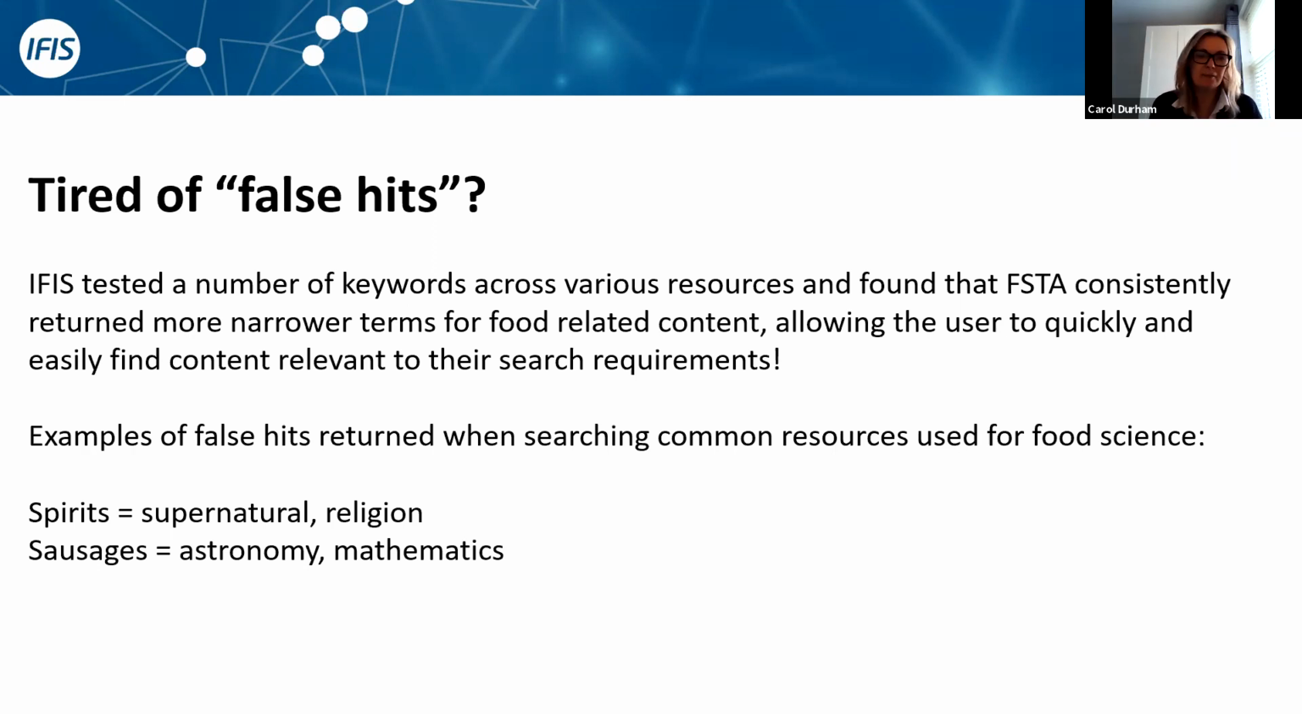A couple of examples here. Spirits being an alcoholic beverage. If we're thinking about food science and we use the word spirits, we're thinking about alcoholic beverages. But in other online tools or databases, you will get back results around the supernatural or religion. Sausages is a term that's used in astronomy and mathematics. So you can be surprised at the information that you get back when you're searching.